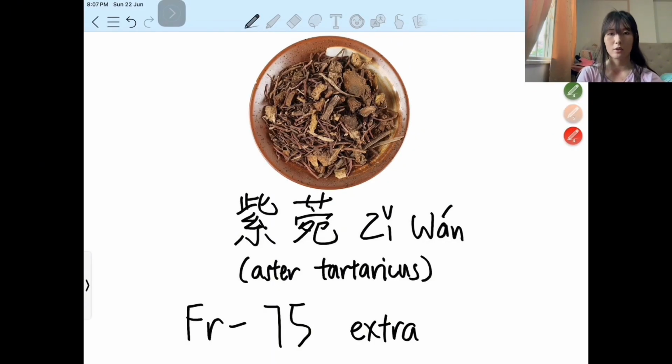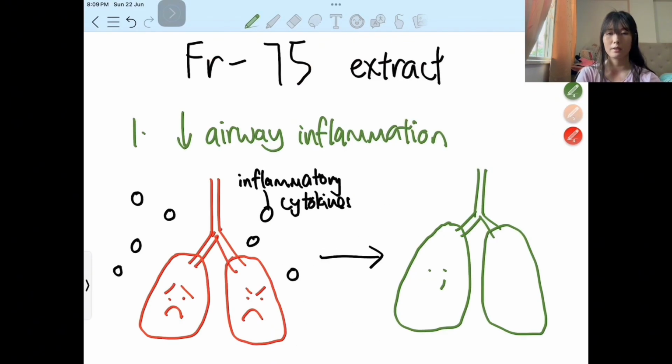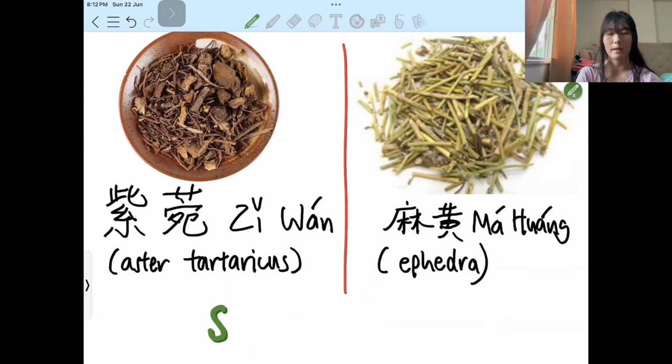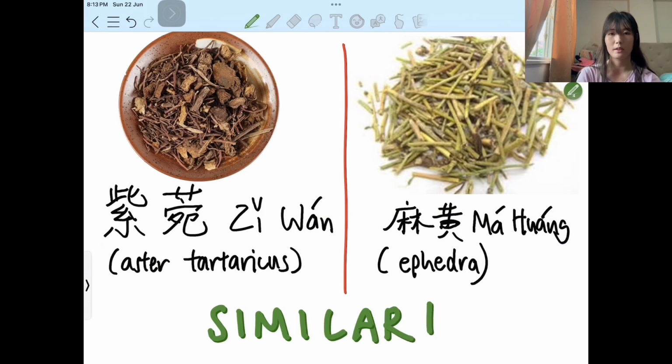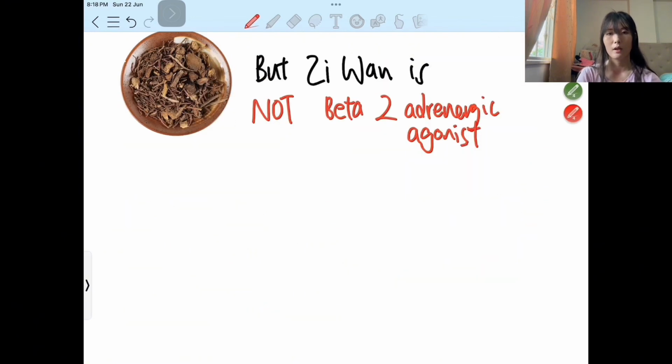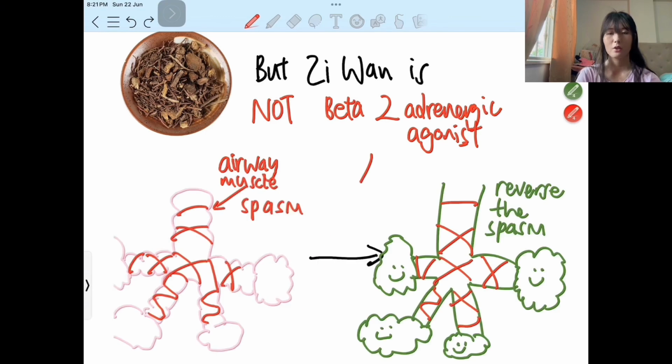FR75, an extract of 紫菀, also known as Aster tataricus, has been shown to reduce inflammation of the airways and prevent against bronchospasm. 紫菀 is sort of similar to Ma Huang to a certain extent because it acts on the smooth muscle cells of the airway. However, 紫菀 does not act like a beta-2 adrenergic agonist, so it does not cause already spasmed smooth muscles of the airway to relax, unlike Ma Huang.